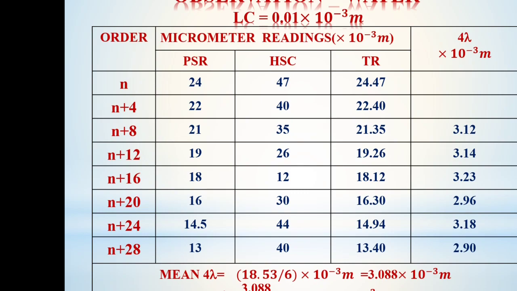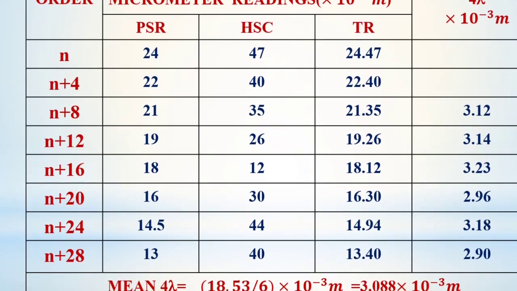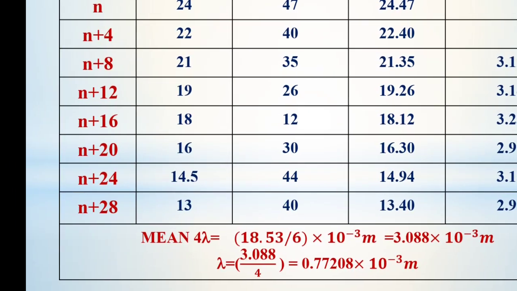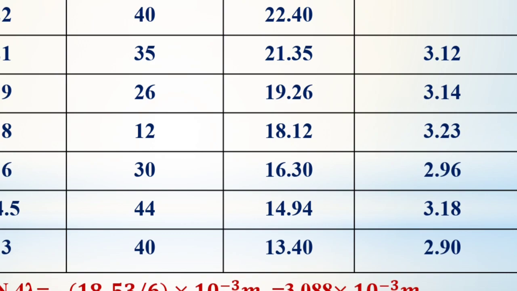So the readings corresponding to n and n plus 8 give a difference of 3.12. That means 24.47 minus 21.35 gives us 3.12. The second combination is n plus 4 minus n plus 12. Again, it also corresponds to 4 lambda. So 8 oscillations will give you 4 lambda. So 22.40 minus 19.26 will give us 3.14. The next combination is 21.35 minus 18.12, which will give us 3.23.